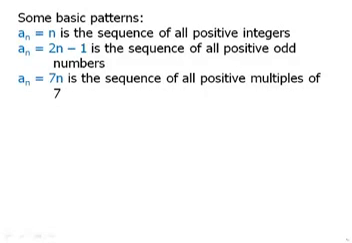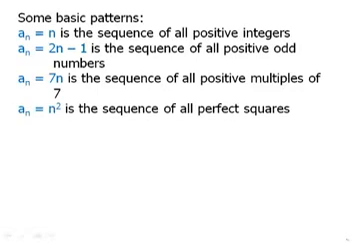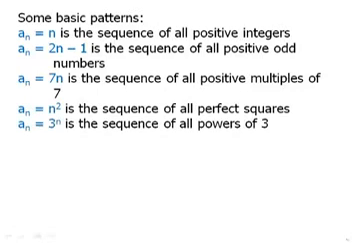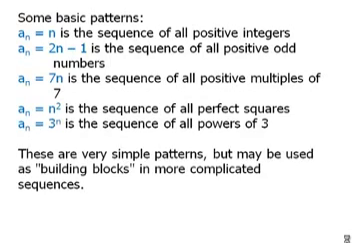a sub n equals 7n is the sequence of all positive multiples of 7. And similarly, if we had any factor times n, it would be all the multiples of that particular factor. a sub n equals n squared is the sequence of all positive perfect squares. a sub n equals 3 to the n is the sequence of all the powers of 3. These are very simple patterns, but may be used as building blocks in more complicated sequences.